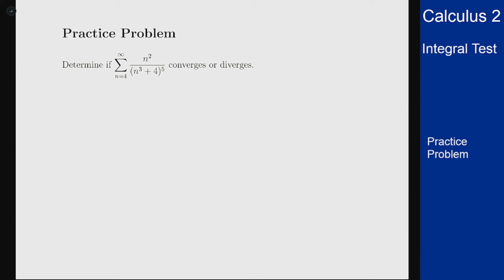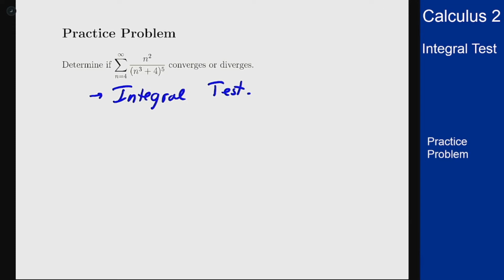In this video, we'll talk about analyzing whether or not a series converges using the integral test. We want to determine if the series given here, n from 4 to infinity, of n squared divided by n cubed plus 4, all to the fifth power, converges or diverges. And we're going to do this using the integral test. That's the only test we have at this point to determine whether or not something converges or diverges.